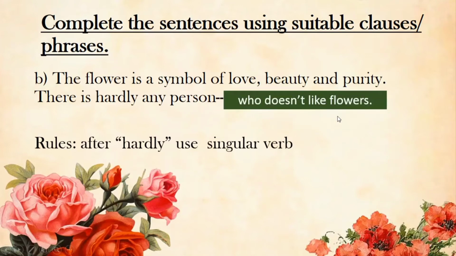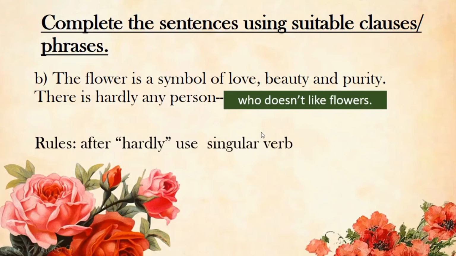Who doesn't like flowers? We have used the connector who, and we have talked about something relevant to the person, and the information is about flowers. The person who does not like flowers. In this way, we can complete the sentence.